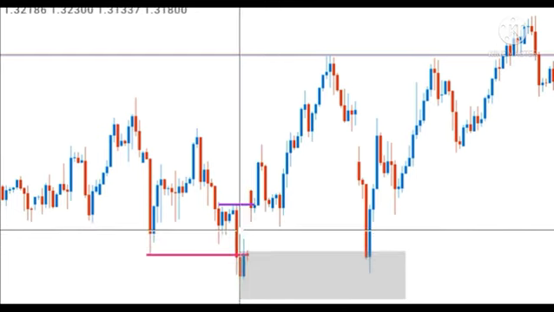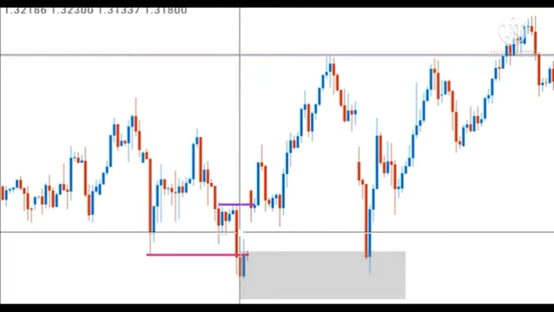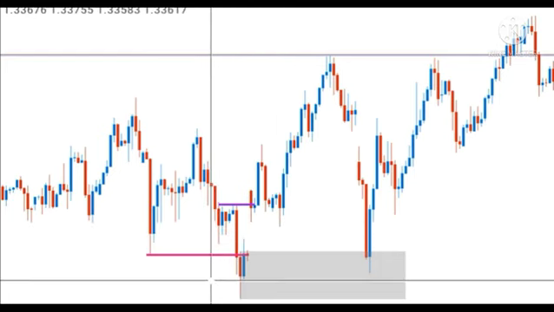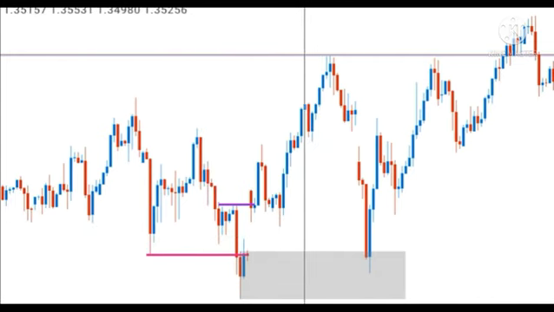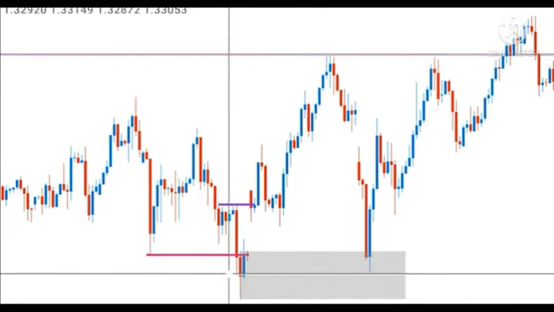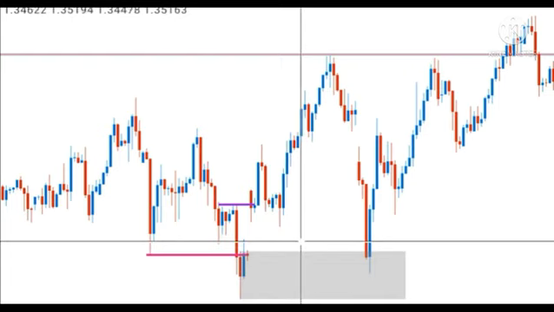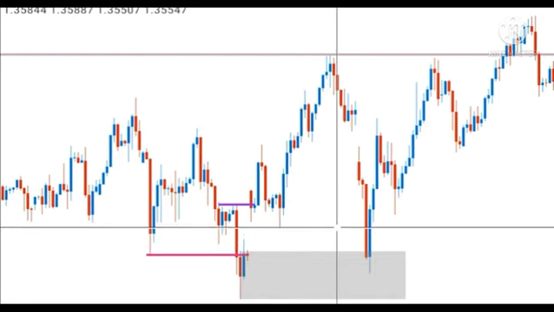Why? Because liquidity has already been captured and traders have been trapped here. Retail traders have been trapped here. And market makers will not want to bring price down below this old low, otherwise the trapped traders here will be released. And the market makers will not want that to happen.